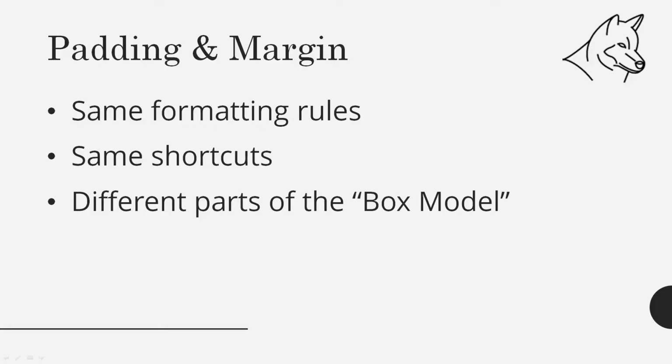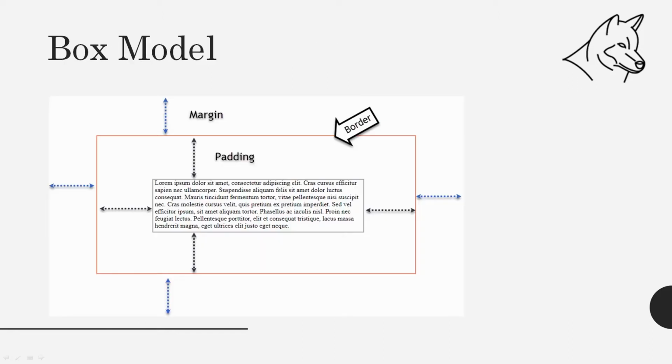So the reason we're covering padding and margin together is because they follow the same formatting rules and shortcuts. They're both part of what we call the box model. The box model is a way of understanding how margin, padding, and border work together around our content.